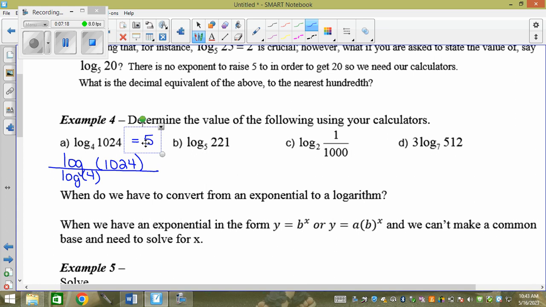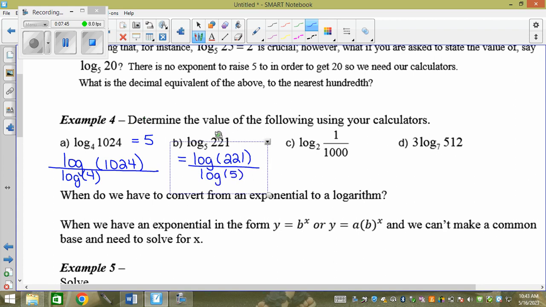Could we have done this one without our calculator if we knew 4 to the power of 5 is 1024? Yes. Okay, cool. 5 to what power is 221? Is there such a thing? No. So if you have the old calculators or the TI-84s where the exponent doesn't pop up, you will have to do this every single time. Log 221 divided by log 5.